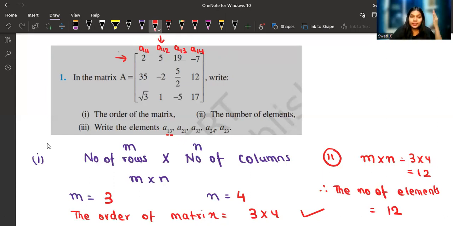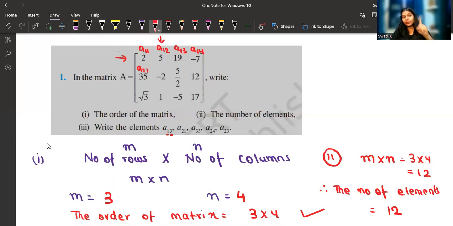And the second entries are 1, 2, 3, 4 because the columns are first, then second, then third, then fourth. Now, the next entry is basically A22 because second row, second column. Next is A23 because second row, one. Oh, sorry, extremely sorry. This is A21. So this is A21.